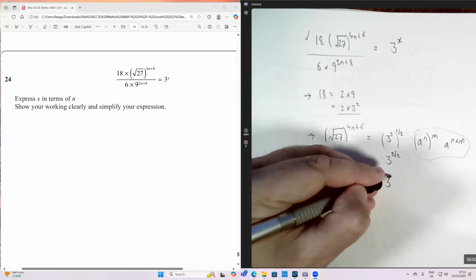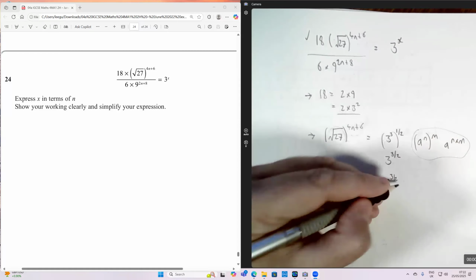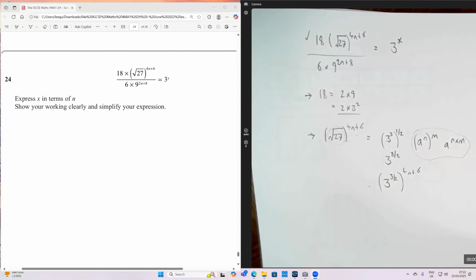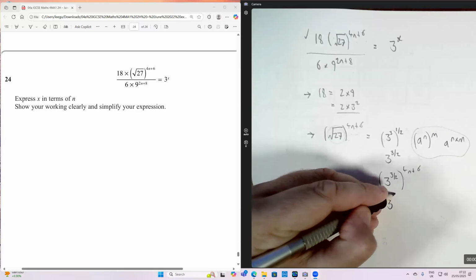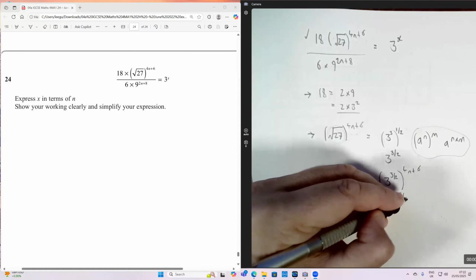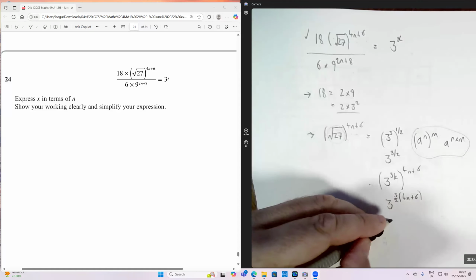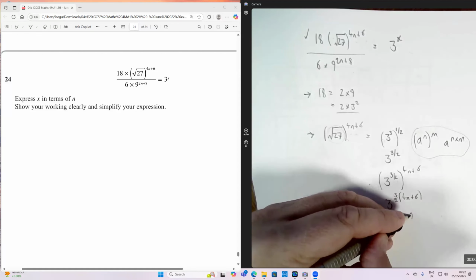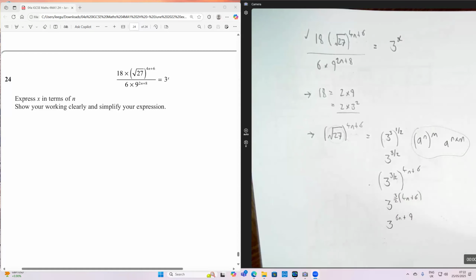Now, in this particular question, we've got 3 to the power of 3 over 2, to the power of 4n add 6. So we've now got to multiply that whole thing out. We're going to say this is 3 to the power of 3 over 2 times 4n add 6. And that is going to be 6n add 9. When we multiply that out, that becomes 6n add 9 in the numerator. Okay, so that one is dealt with.